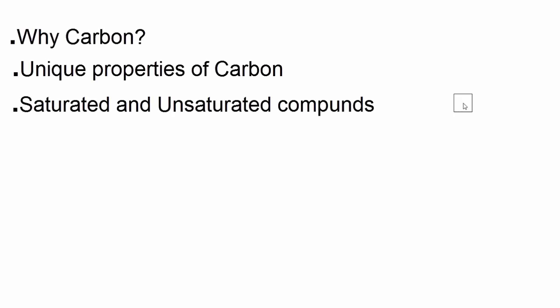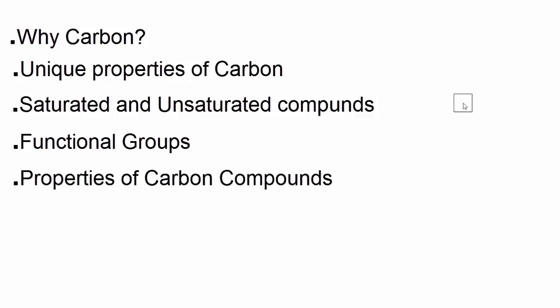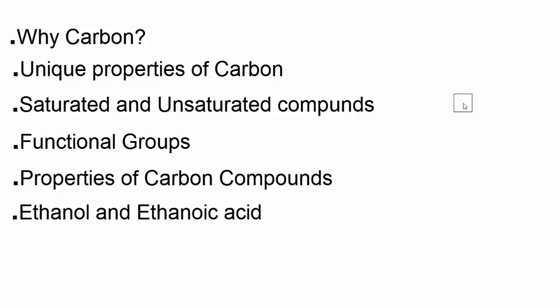So anyway, with this we are done with the chapter. Now, if you were listening, you should have understood why we have picked carbon. What's the speciality of it? Then what are saturated and unsaturated compounds? Then what are functional groups? Then what else? The different properties of carbon compounds like addition reaction, substitution reaction, and all that. And then you have two important carbon compounds, that's ethanol and ethanoic acid. And finally, soap and detergents, along with hardness of water.